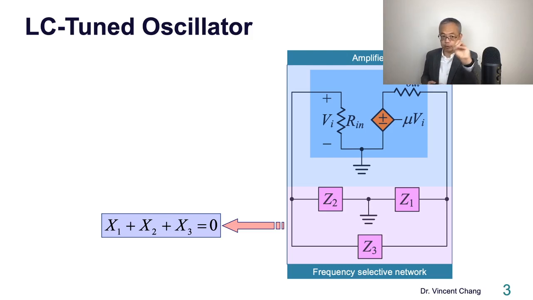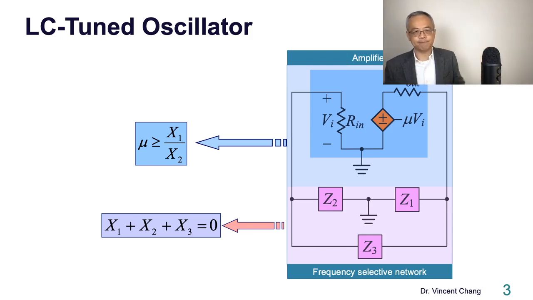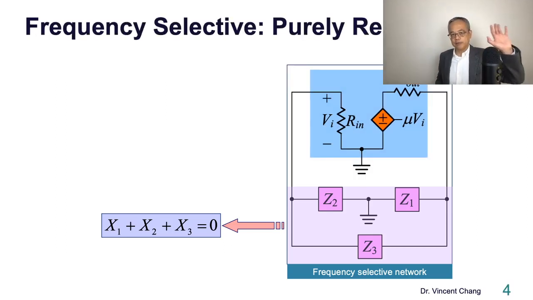It looks very simple, right? The sum of the three individual reactances equals 0. And the minimum gain to start the oscillation, the minimum open loop gain, is the ratio of the two reactances. Let's say X1 divided by X2 is the minimum open loop gain. So now, the frequency selective network should be purely reactive.